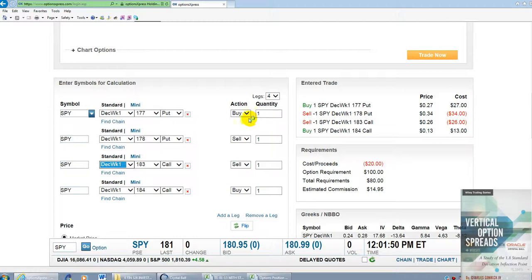So you can see the outer leg is a buy 177 put. The inner leg is to sell a 178 put. Then, since the asset's trading at 181, I went $2 away and sold one of those. And then I covered both of these sides by buying, in this case on the high side, a 184 call.